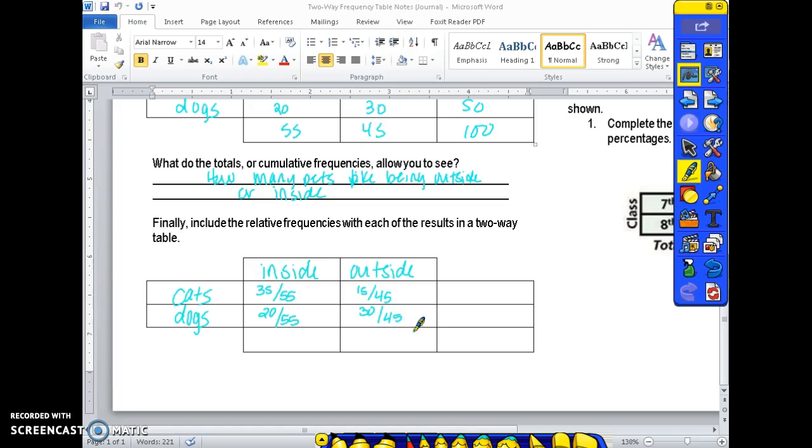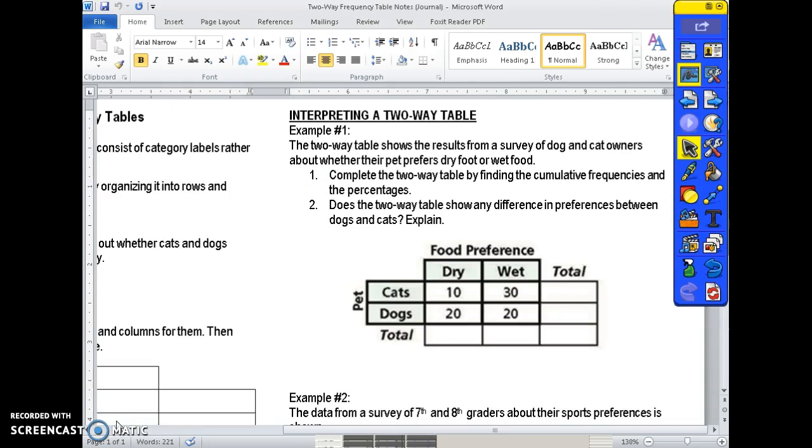Alright, let's look at it. Interpreting a two-way table. The two-way table shows the results from a survey of dog and cat owners about whether their pets prefer dry food or wet food. Complete the table by finding the cumulative frequencies. Cumulative is your overall, adding them all together, and the percentages. Does the two-way table show any differences in preferences between dogs and cats? Explain.